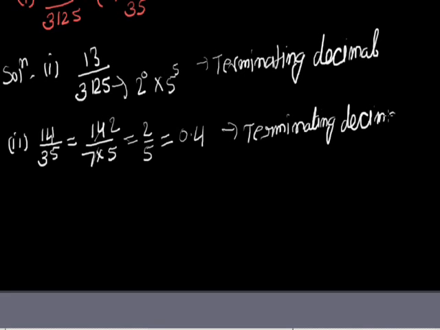So for such questions, without using the actual division process, we can state whether a number has a terminating decimal expansion or not, directly by looking at the prime factors of the denominator. That's for today. We will continue in the next lecture.